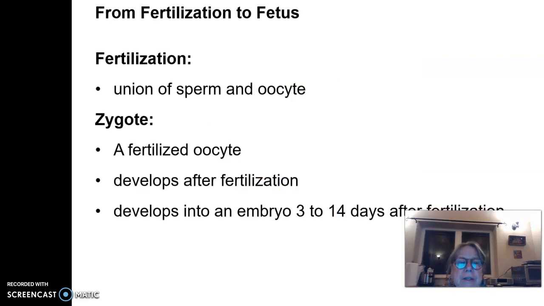Then it starts out with fertilization, the union of the sperm and the oocyte. The zygote is a fertilized oocyte, and it develops after fertilization into an embryo 3 to 14 days later.